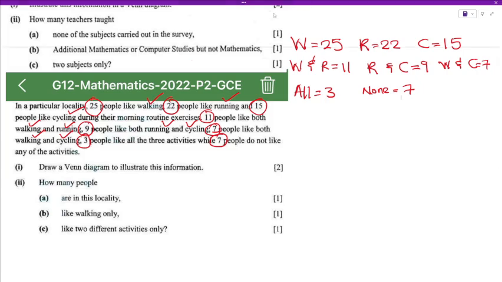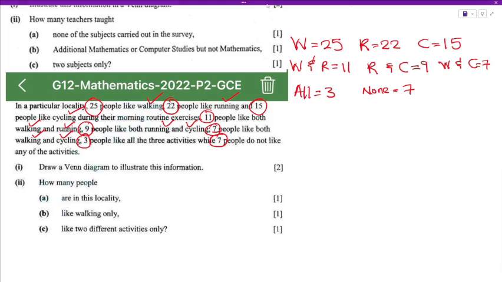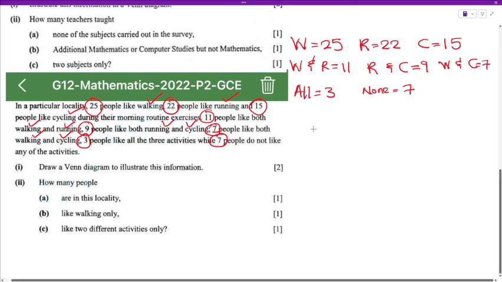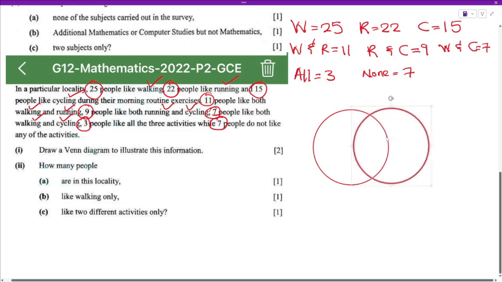So I'm going to get my shapes. Let me just plug in my circle. That's big enough. Copy paste. There's an intersection for all 3 sets.